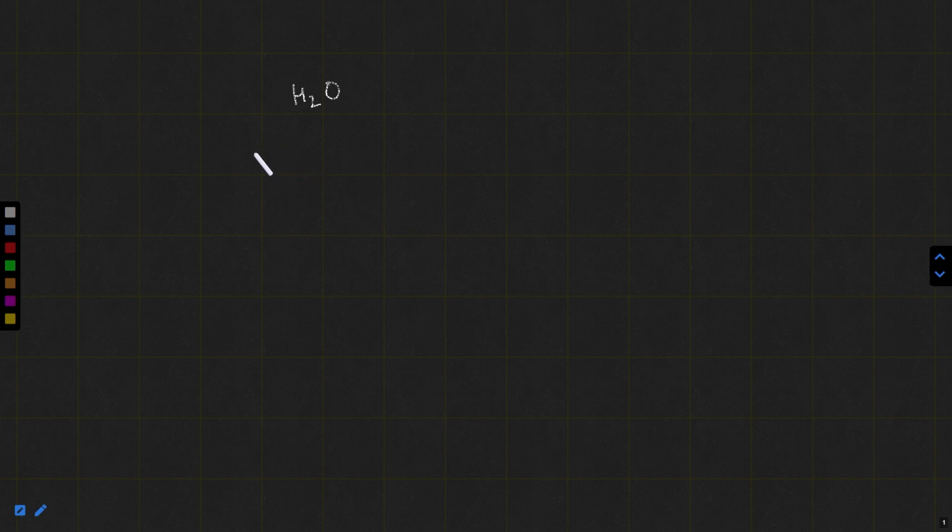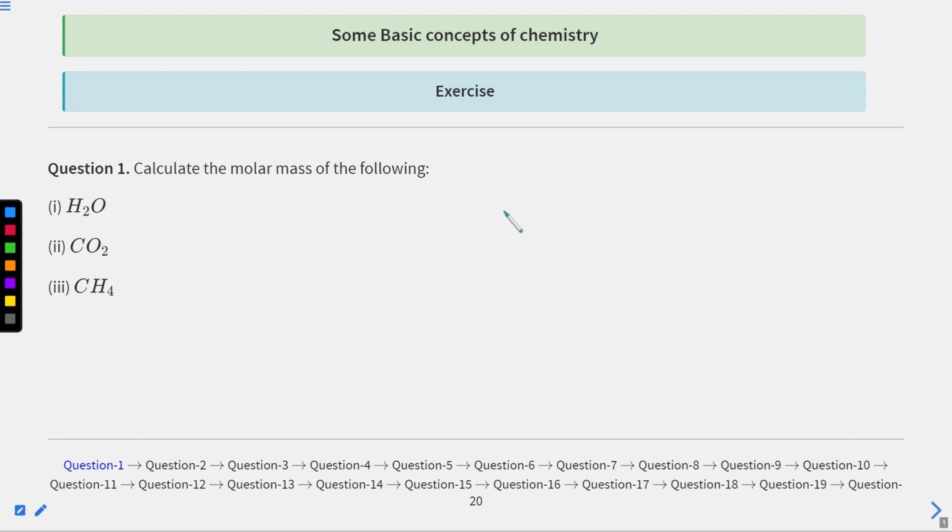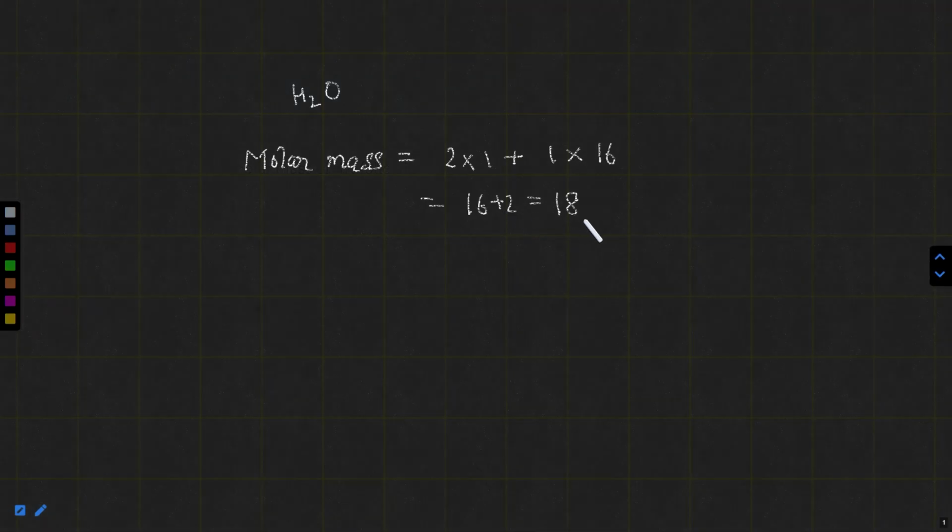Therefore the molar mass will be equal to how much? So first we have two hydrogens and we have one oxygen. One hydrogen will have a mass of 1 and one oxygen will have a mass of 16. So 16 plus 2 would give us 18. Now what is being asked? It is asked the molar mass. So 18 gram per mole.